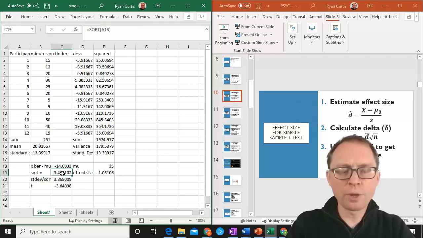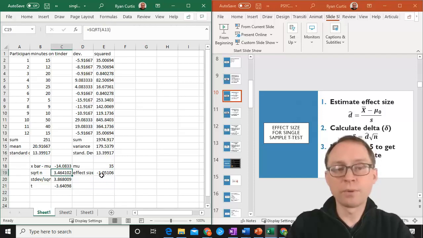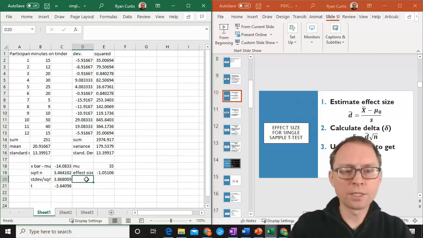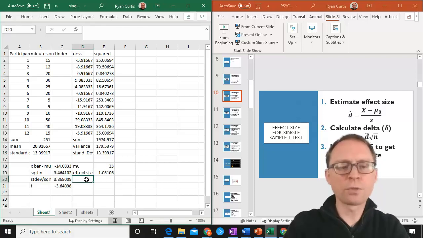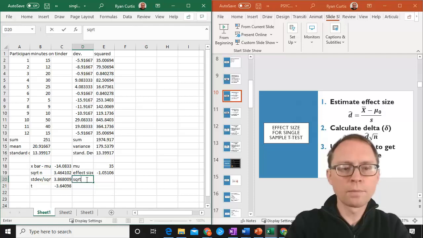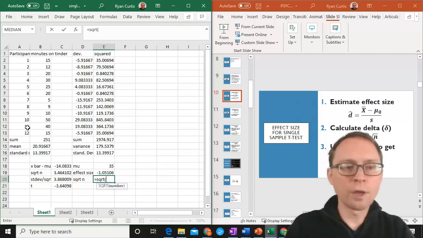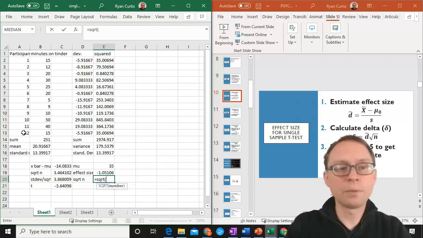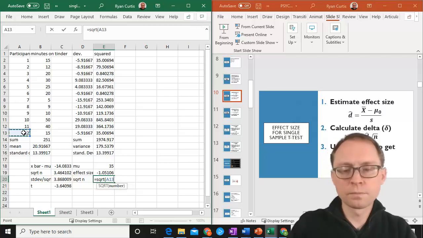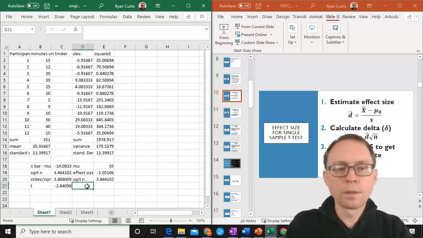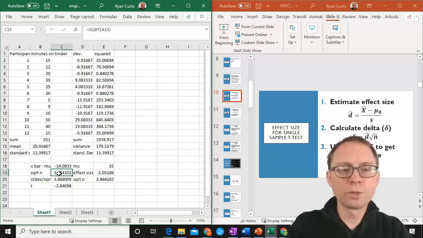Now, we already have the square root of n over here because we had to do it before for calculating t. But just to get it again, just to make sure that you know what we're talking about, the square root of n is going to be the square root of all the people in the sample, which is 12, 3.46102, which obviously is the same thing right there.